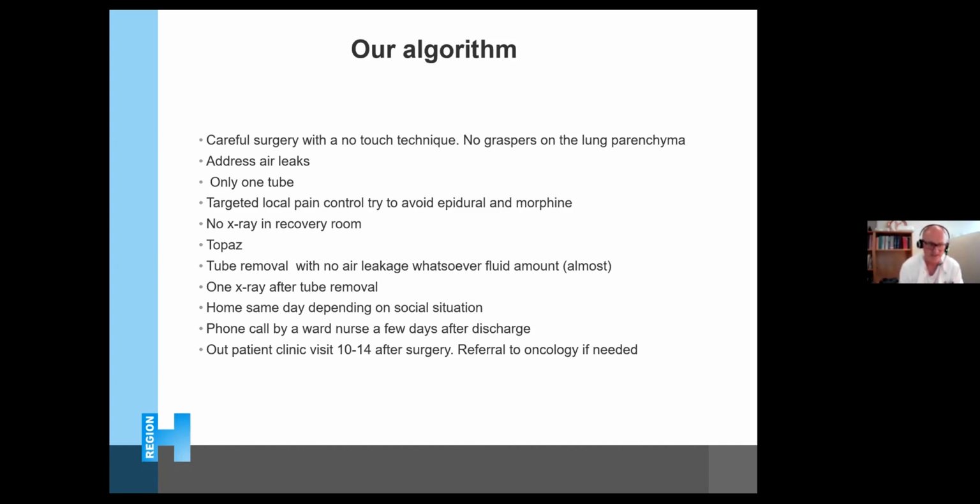We don't do any x-rays any longer. We used to pass on old patients, and we don't care about fluid amount as long as it's not blood or chyle. Then you remove the tube when there are no air leaks. Just one x-ray before the patient is discharged.